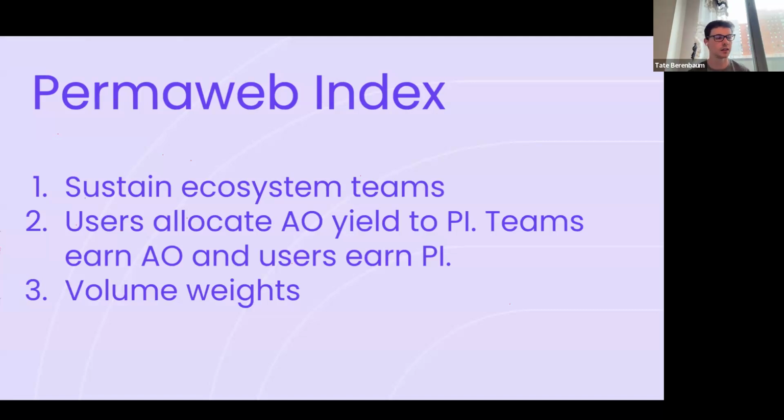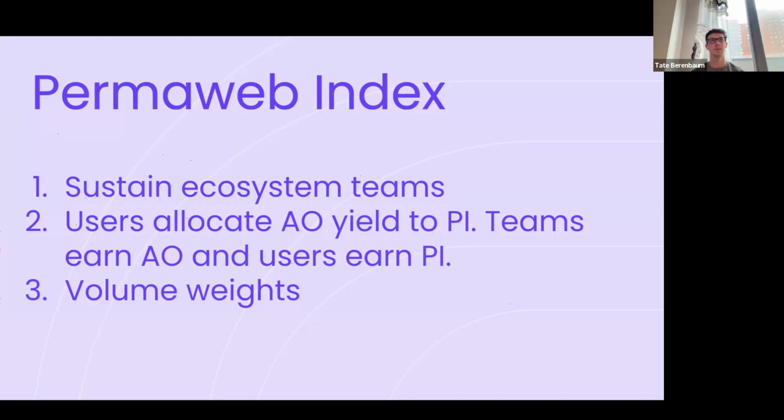Pi, the way it works is 1/3 of Pi is AO tokens, 1/3 of Pi is Arweave tokens, and 1/3 of Pi is ecosystem projects that anyone can participate in. Anyone can become a part of it. But the reward function for this mechanism is volume weights.